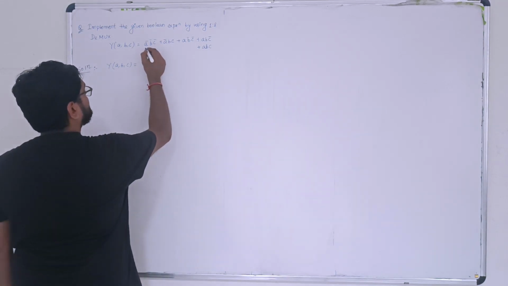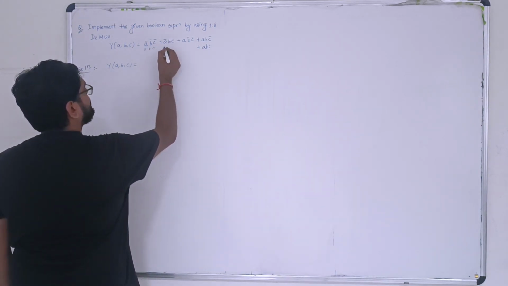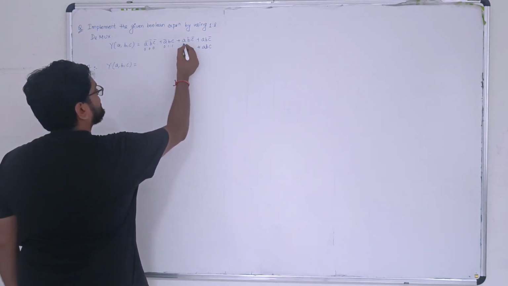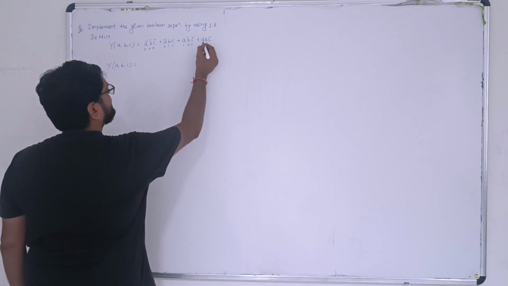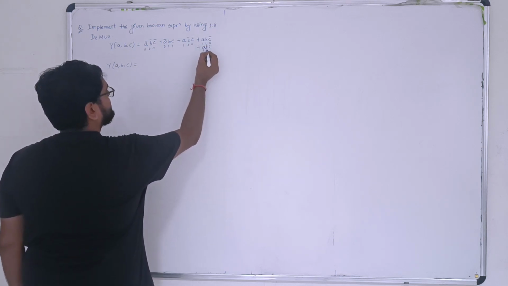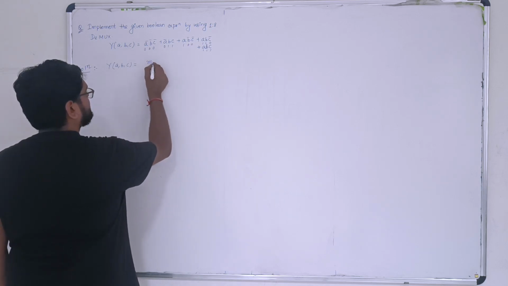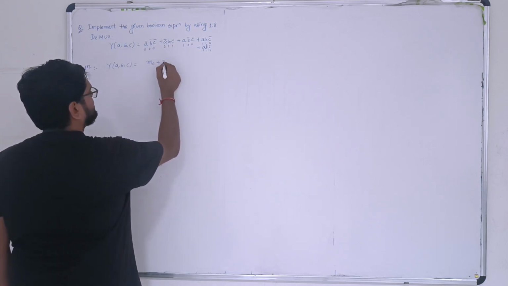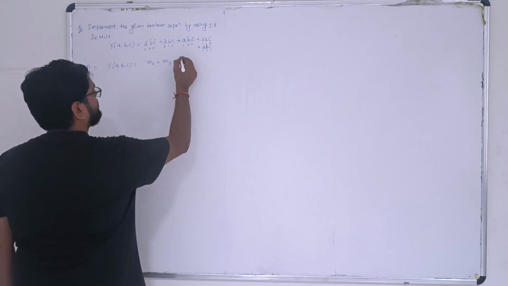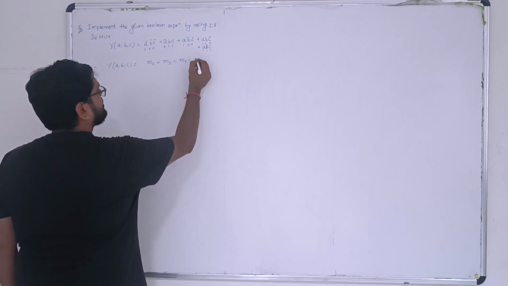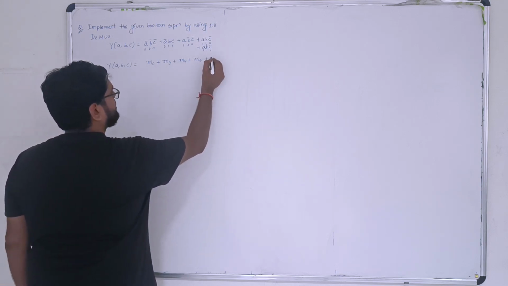This is A bar B bar C bar, so you can write it as 0 0 0. This one is 0 1 1. This is 1 0 0. This one is 1 1 0, and this one is 1 1 1. Now 0 0 0 is nothing but 0, so we can say that this is M0. 0 1 1 is M3 plus this one is M4 plus M6 plus M7.